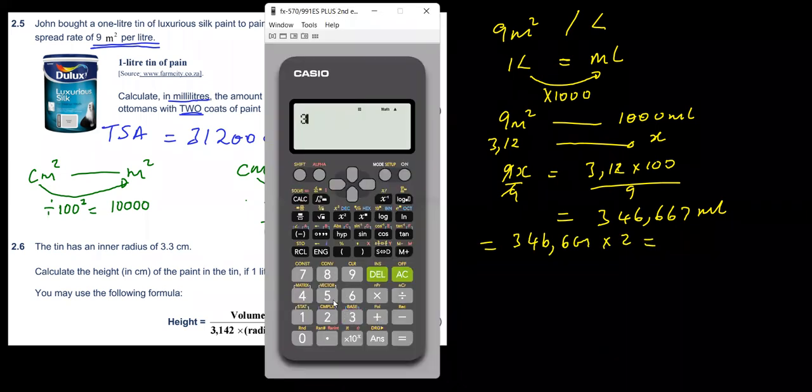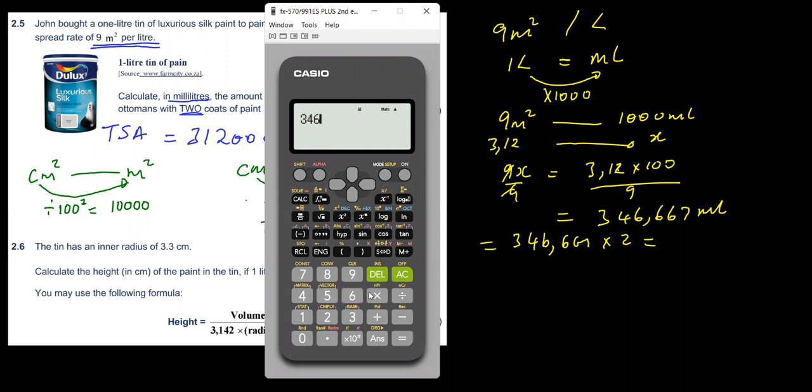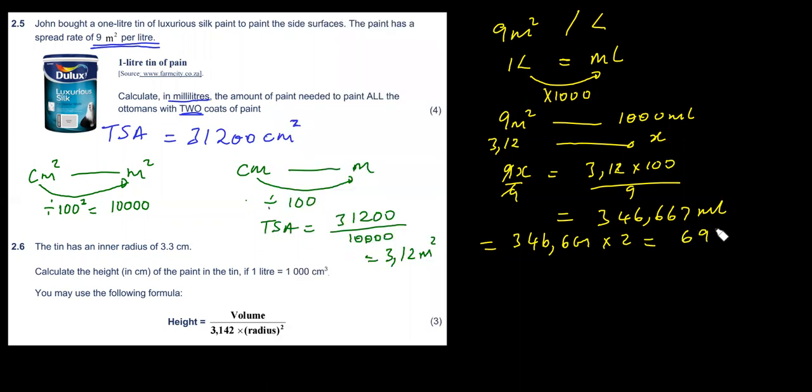What do we get there? We get 693.33 milliliters. Okay, that becomes our final answer like that. So I think you understand that here we have 2 quarts, so we need to multiply by 2.